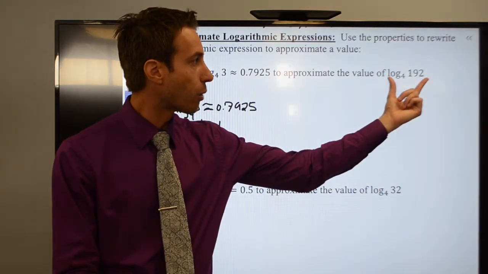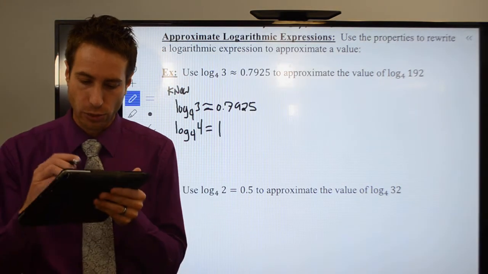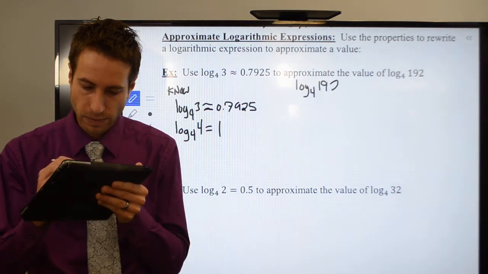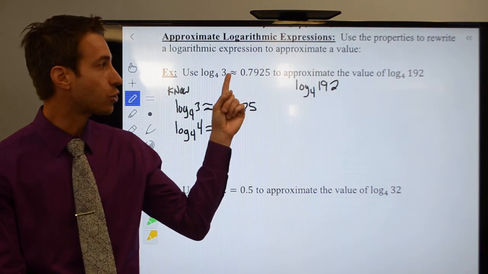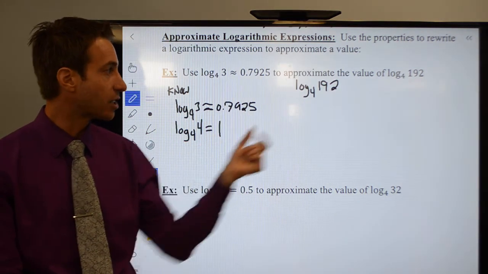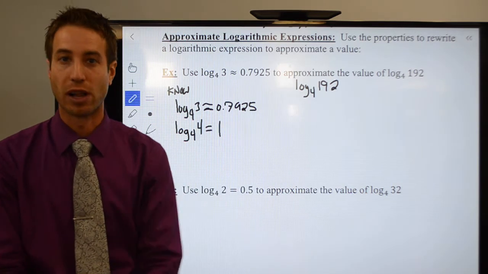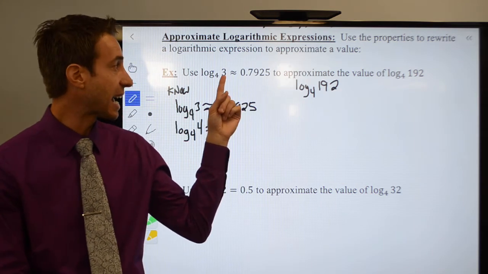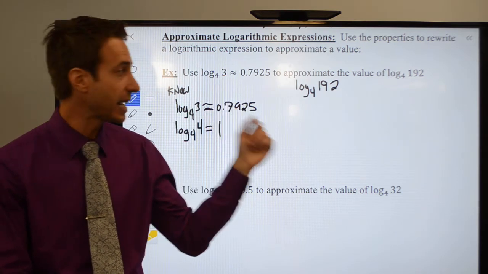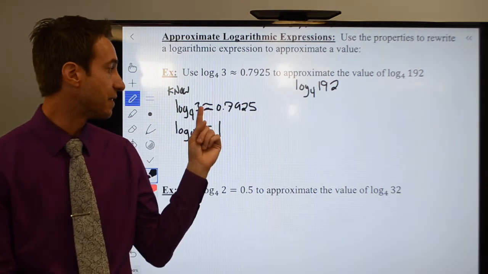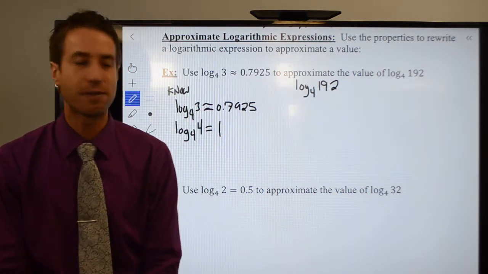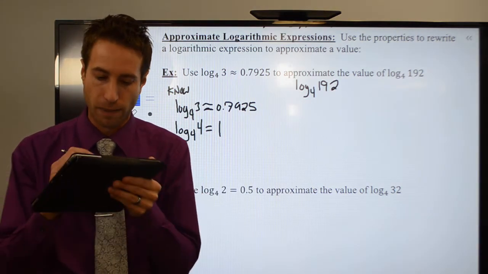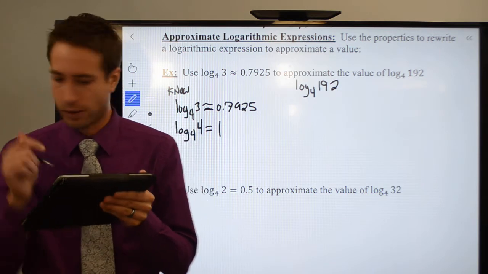Now, what am I going to do? Well, I need to start with what I've been given, log base 4 of 192. I know that I need to use what I was given and this extra little bit to break this down. Here's where I'll start. Since I gave you the log base 4 of 3, 192 must be divisible by 3. And it is. If you use your calculator, you'll find that 192 is 3 times 64.